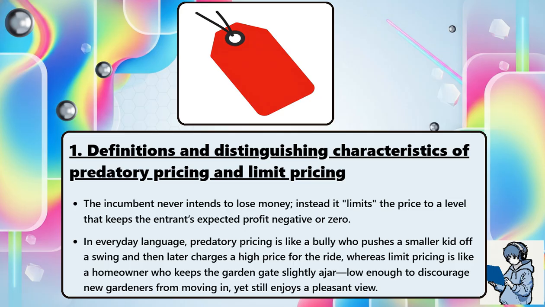In everyday language, predatory pricing is like a bully who pushes a smaller kid off a swing and then later charges a high price for the ride. Whereas limit pricing is like a homeowner who keeps the garden gate slightly ajar, low enough to discourage new gardeners from moving in, yet still enjoys a pleasant view.